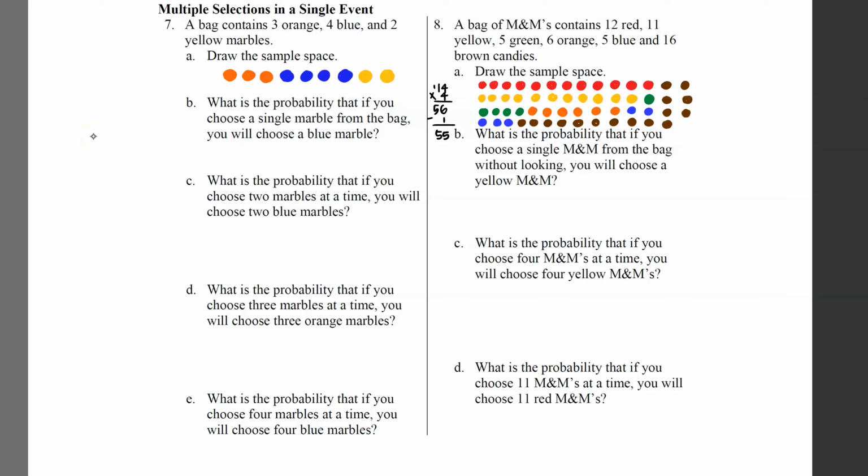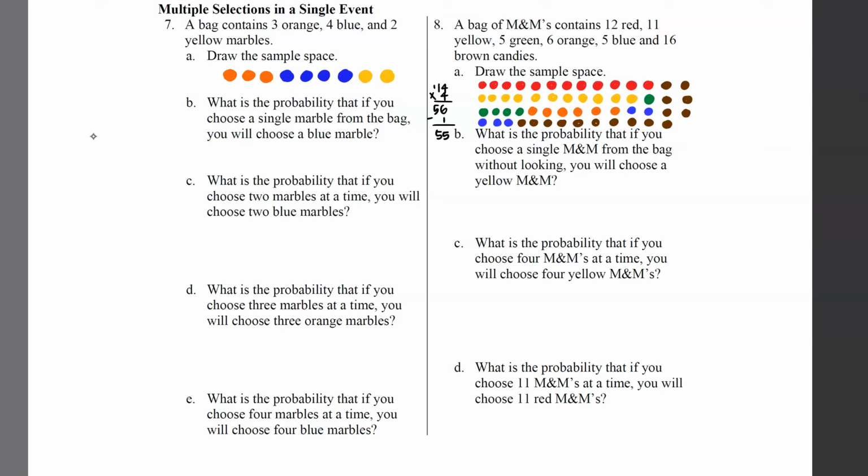Same with number 8, letter A, when you're asked to draw the sample space, I simply drew in all the different types of M&Ms that we have, and there were a total of 55 M&Ms in our sample space. So in letter B for number 7, what is the probability that if you choose a single marble from the bag, you will choose a blue marble?